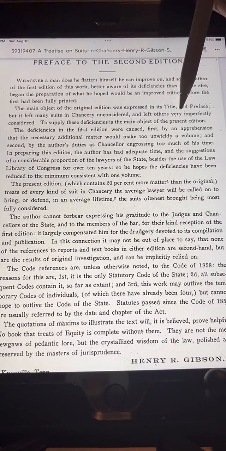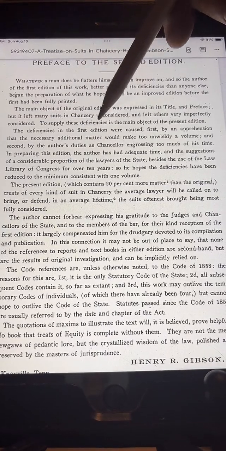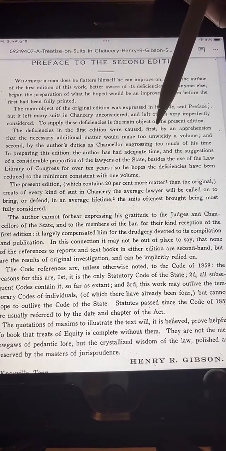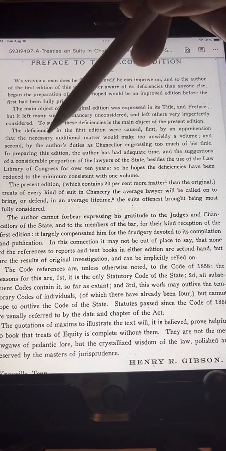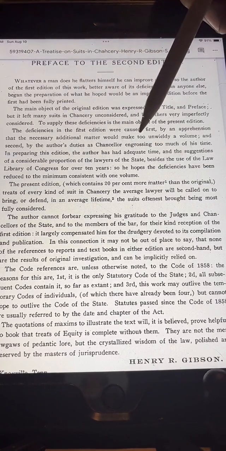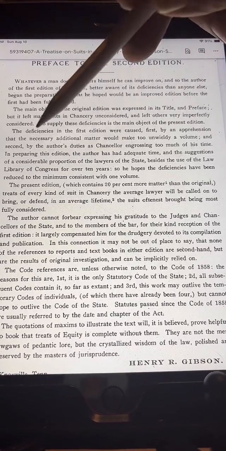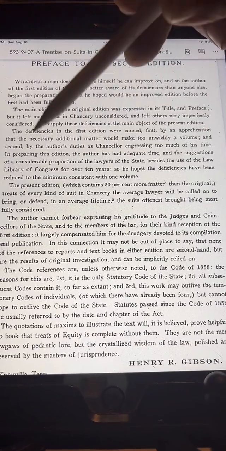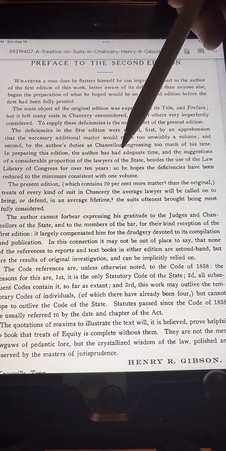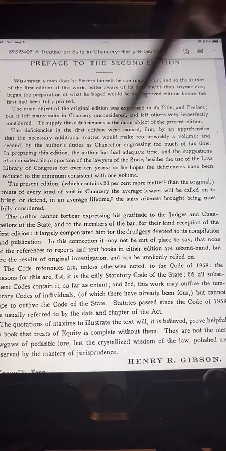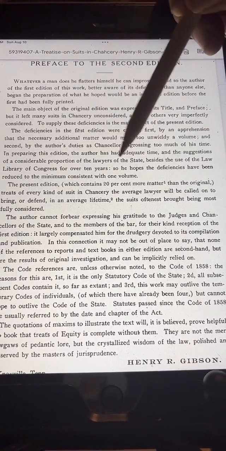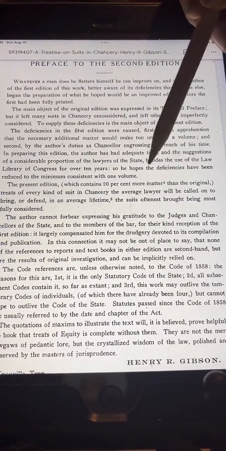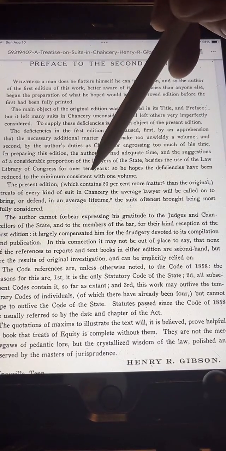and left others very imperfectly considered. To supply these deficiencies is the main object of the present edition. The deficiencies in the first edition were caused first by an apprehension that the necessary additional matter would make too unwieldy a volume, and second by the author's duties as chancellor engrossing too much of his time in preparing this edition. The author has had adequate time and the suggestions of a considerable proportion of the lawyers of the state, besides the use of the law library of Congress for over 10 years, so he hopes the deficiencies have been reduced to the minimum consistent with one volume.